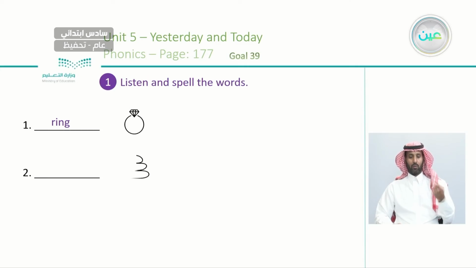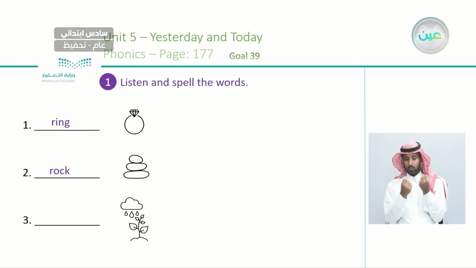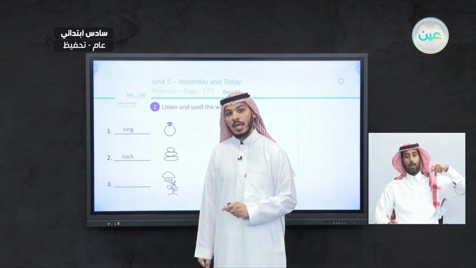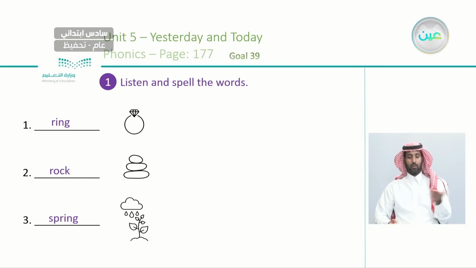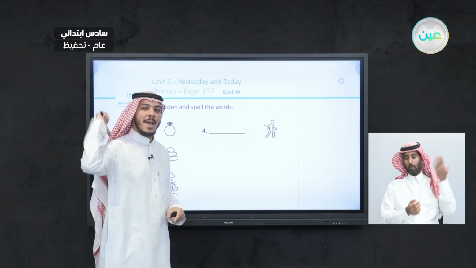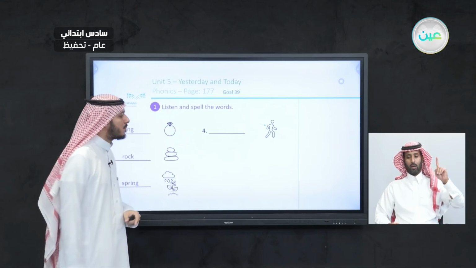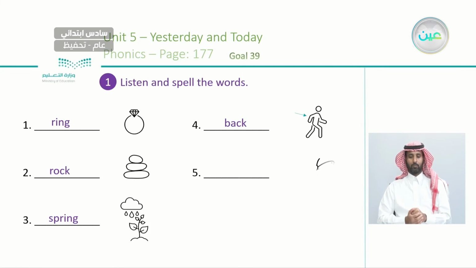Number 2, what is this? Rock. Excellent. Okay, so this is rock. Number 3, we have spring. Okay, can you tell me the spelling here? S-P-R-I-N-G. Excellent. So we have spring here. Okay, number 4. This is the back. Back. Okay, what is the spelling here? Yes, B-A-C-K. Excellent.